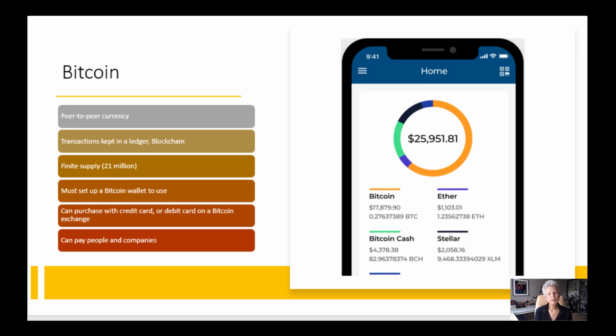Now, when you use Bitcoin, or any cryptocurrency, you have to have a wallet. And that wallet is either on your device, on the computer, or on the cloud. The wallet can hold different types of cryptocurrency, not just Bitcoin. Bitcoin can be purchased with real money on the Bitcoin exchange, but then remember, you can't sell it back. And it can be used to pay people and companies.